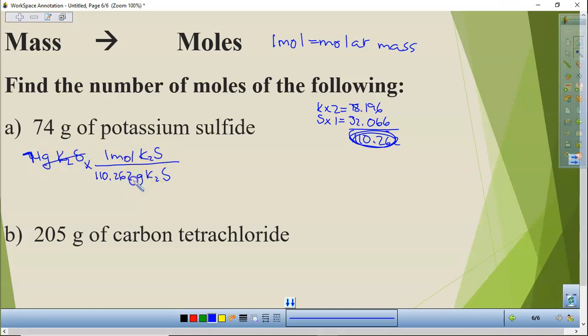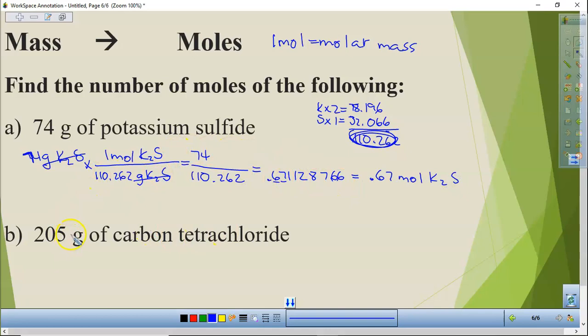So I can cancel my grams, and I multiply everything in the numerator, which is 74 times 1, and I'm going to divide by whatever's in the denominator, 110.262. Okay, when I do that math, 74 divided by 110.262, I get 0.671128766. How many sig figs can I have in this answer? Right there. 2. 1, 2. Does that 1 round that up or leave it alone? Right, it leaves it alone. So my final answer, 0.67 moles K2S.